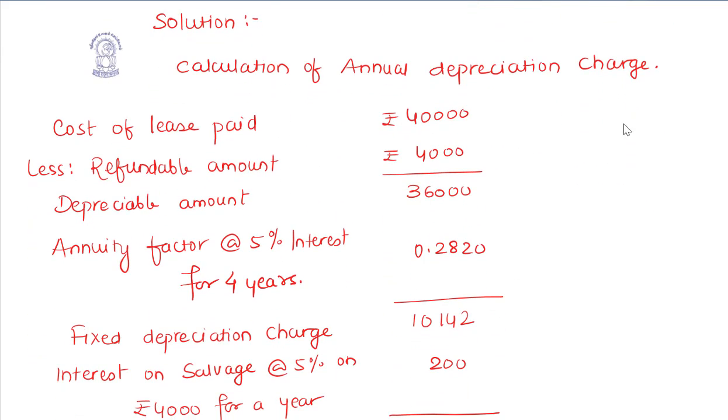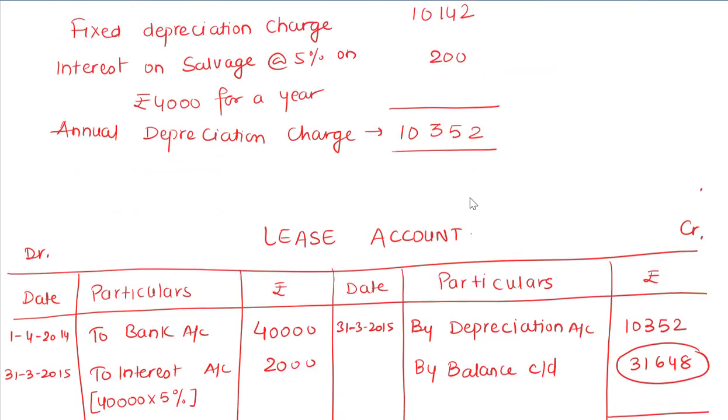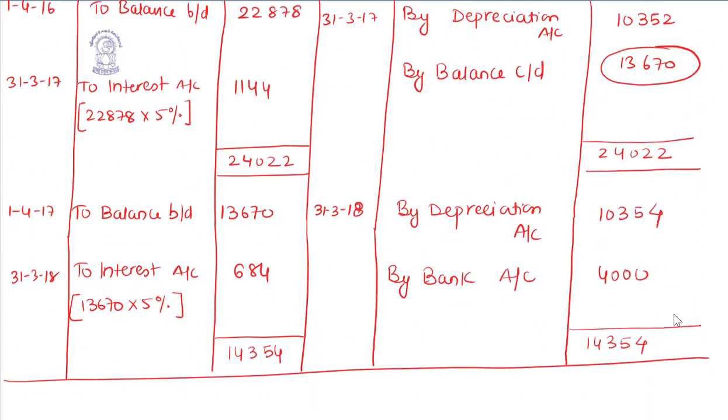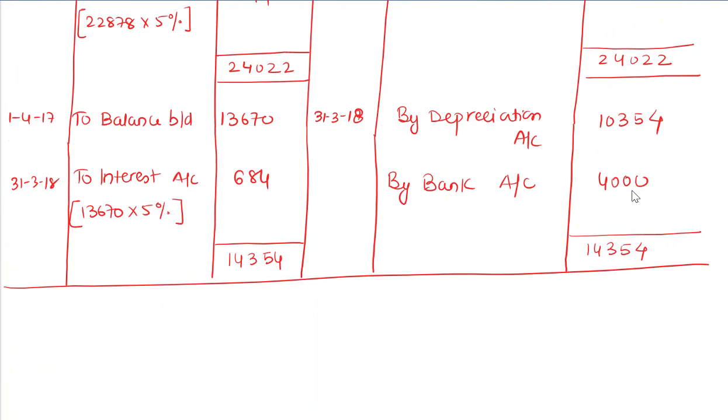And how have we calculated the annual depreciation charge? Cost of lease is 40,000. The refundable amount we have reduced. Depreciable amount is 36,000. We have calculated depreciation on the basis of 36,000 only. Now the whole depreciation is charged, and at last 4,000 is remaining. This is to be refunded. So by bank account 4,000.